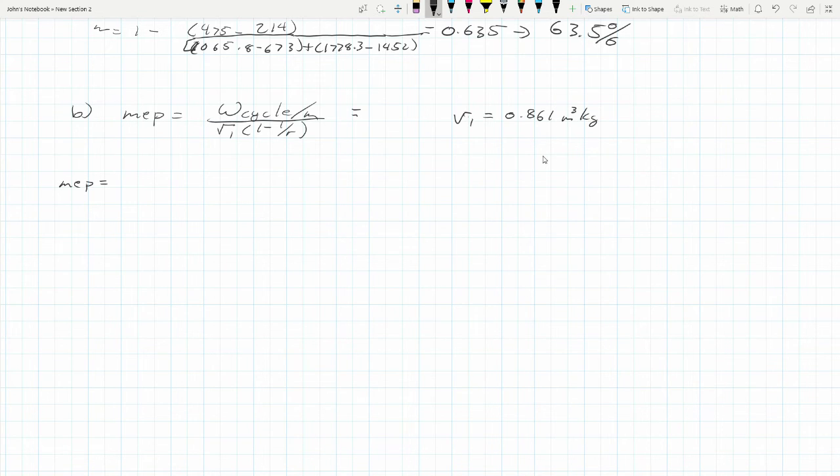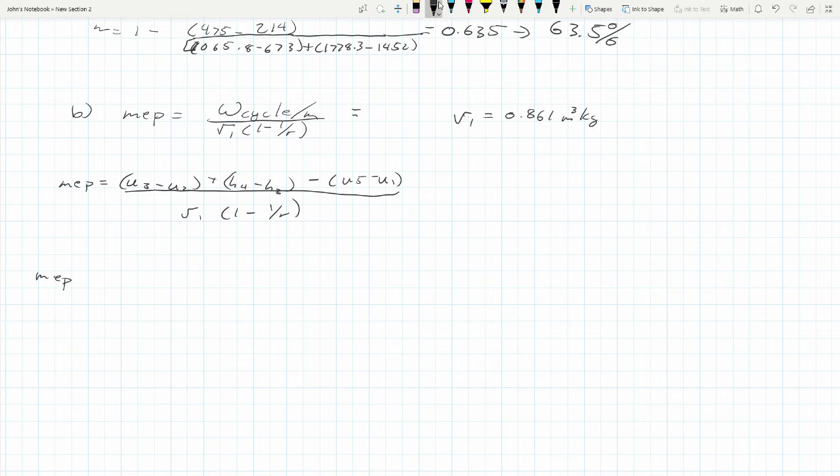So we get that it is U3 minus U2 plus H4 minus H3, nope, sorry, that's supposed to be minus, not a plus, minus U5 minus U1, all over specific volume of 1 times 1 minus 1 over r. So plug everything in.